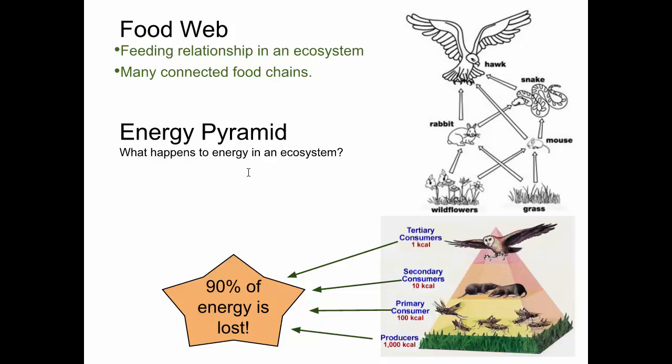We can look at this food web and identify specific food chains. You could say, okay, one food chain from this food web is wildflower, mouse, hawk. Another would be grass, rabbit, snake, hawk. So we can pick out of that food web several different food chains.